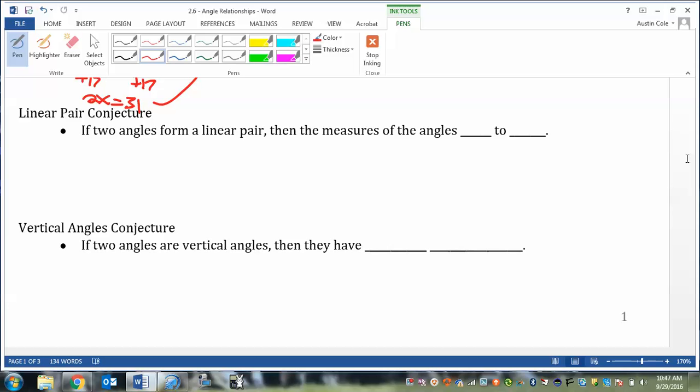So if you want two angles to form a line, right, your root word of linear and line, what would that be? 180 degrees. So if two angles form a linear pair, then the measures of the angles sum, which means add up to 180 degrees.